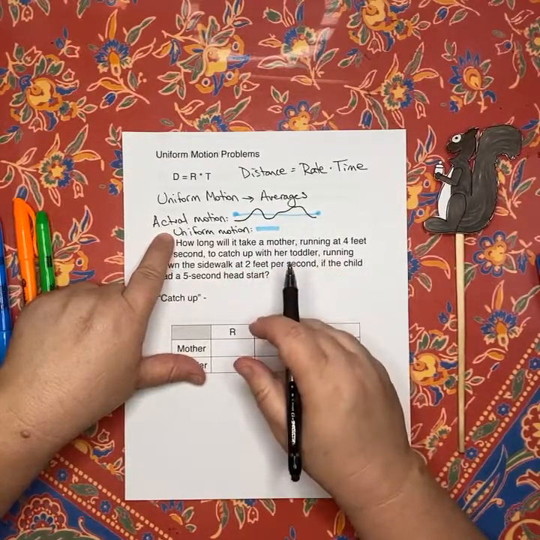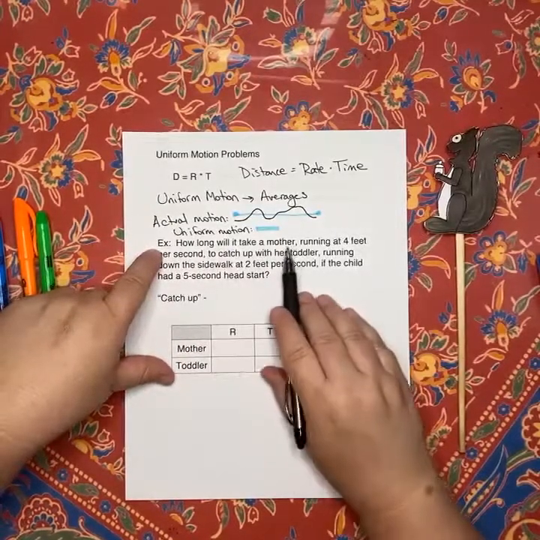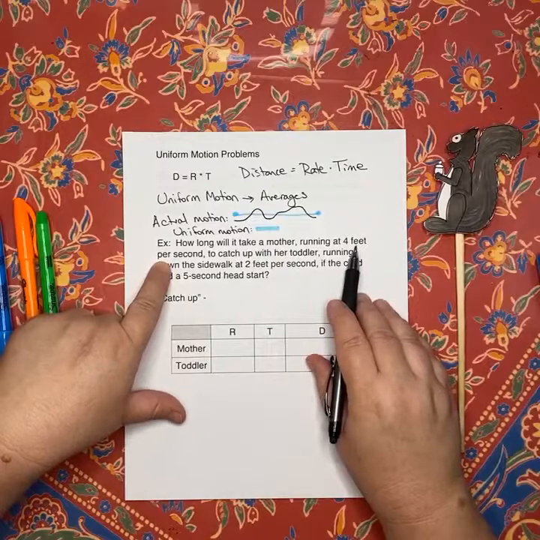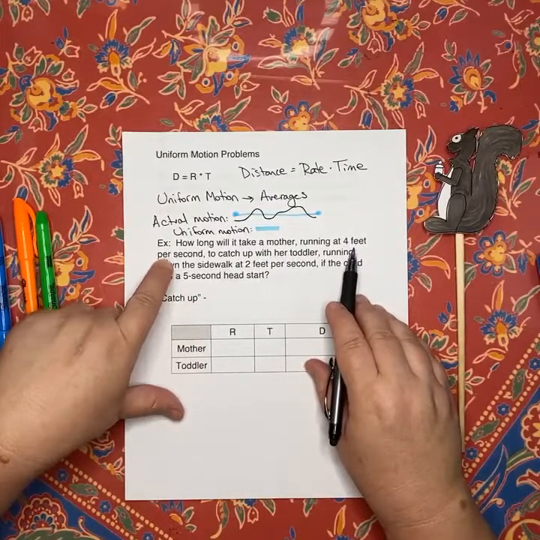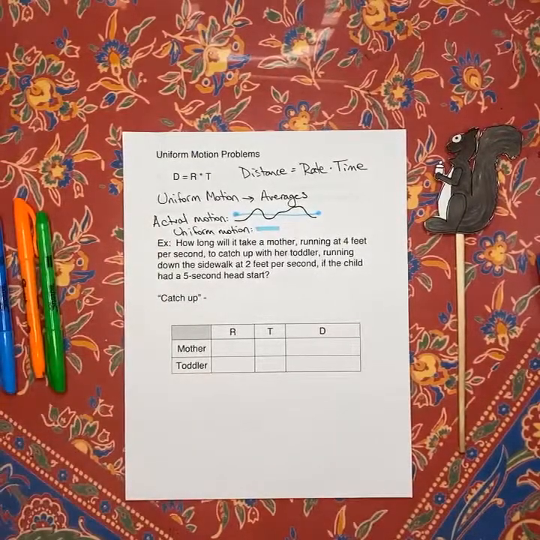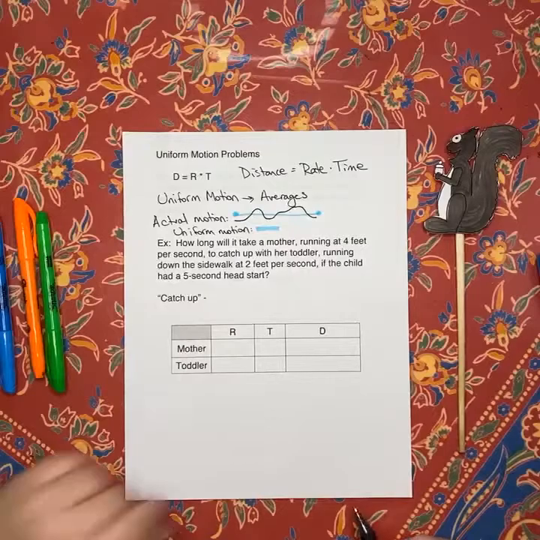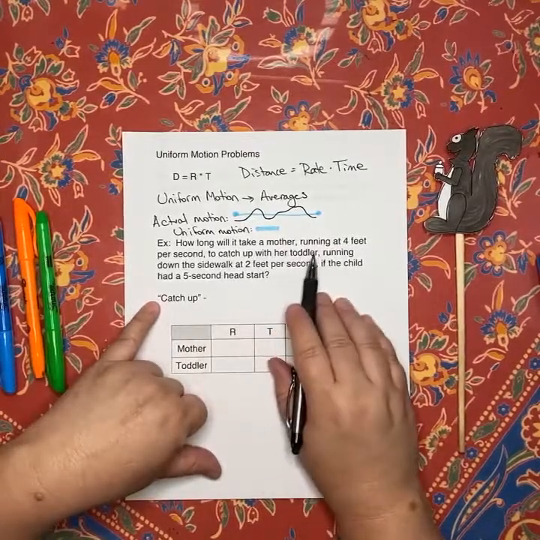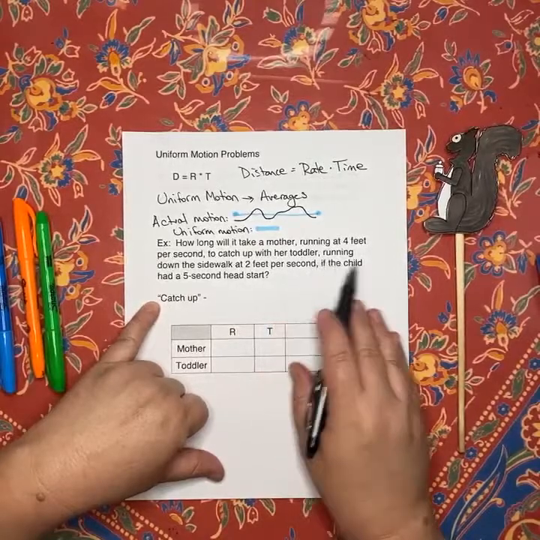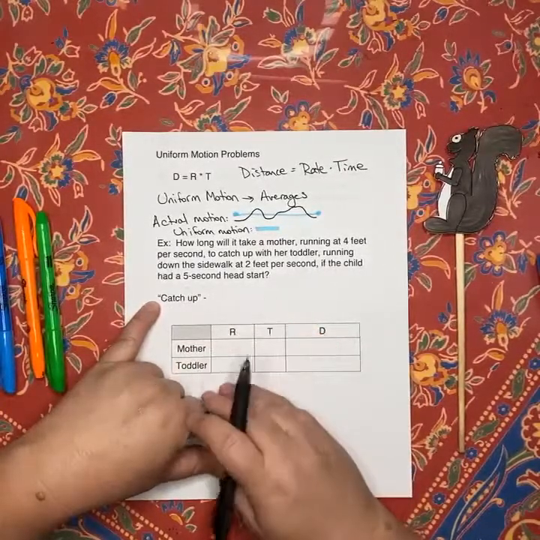So when I say, how long will it take a mother running at 4 feet per second, does it mean that the mother always moves 4 feet per second? No. It's starting and stopping and speeding up and slowing down. We just can't do that much in the math we have. So with the math we have, we're going to have a much more simple situation. Same thing with the toddler. She has to catch up with her toddler running down the sidewalk at 2 feet per second if the child had a 5-second head start.